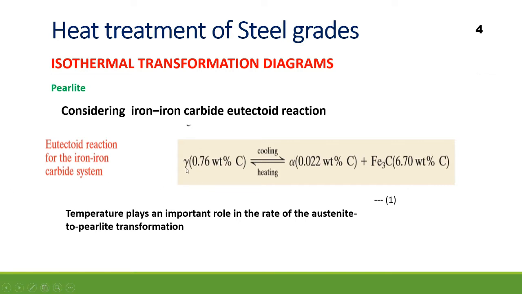You can see this is gamma iron, which is austenite, which can have a maximum of 0.76% carbon. And when I cool it, this is a reversible reaction on the other hand, but I'm considering when I'm cooling it down, I get alpha ferrite, and this is Fe3C, that is your cementite. So here temperature will play a very important role in the austenite to pearlite transformation. Let's see how it happens.